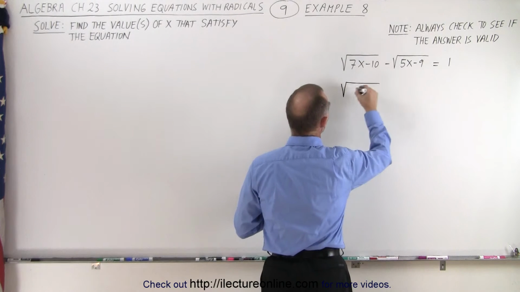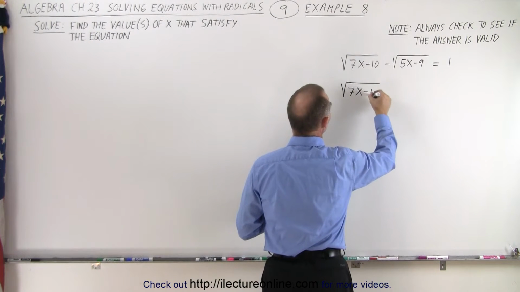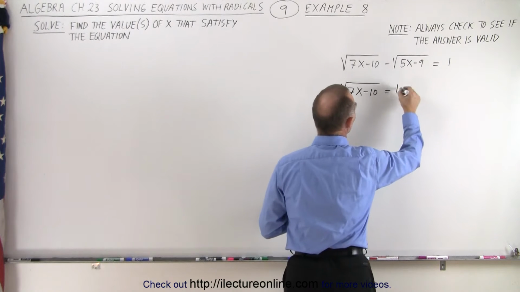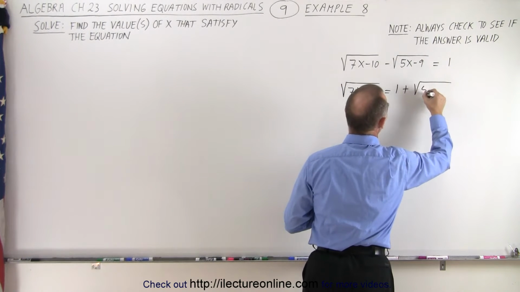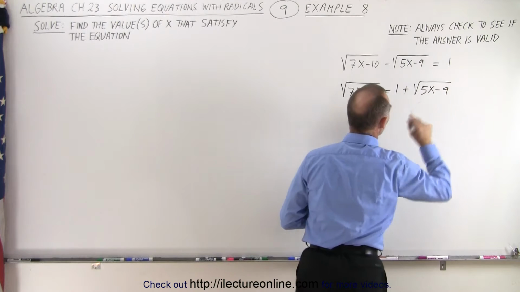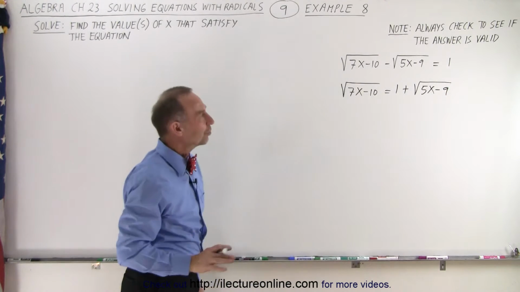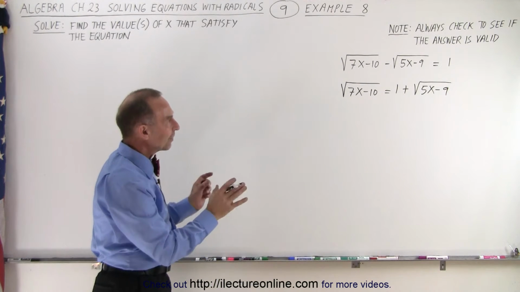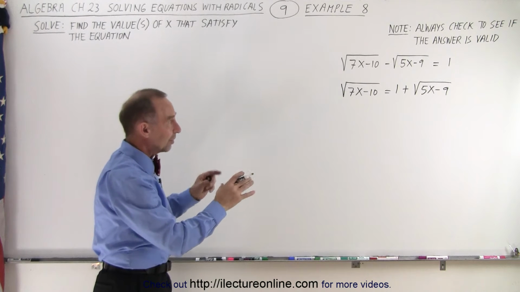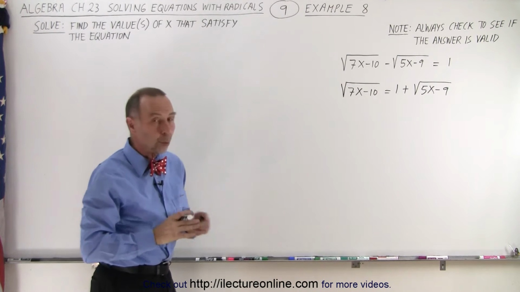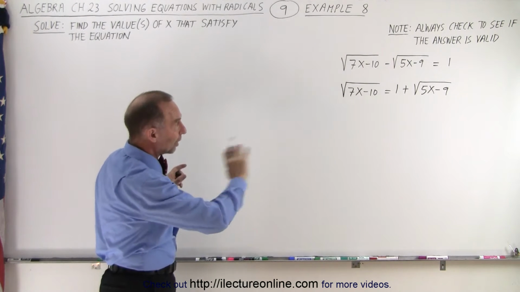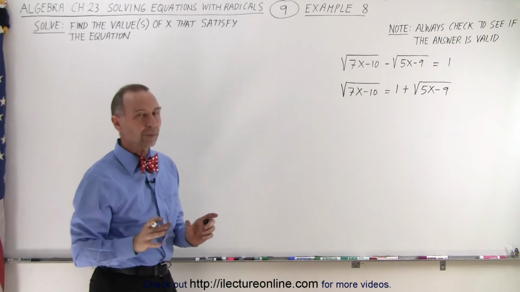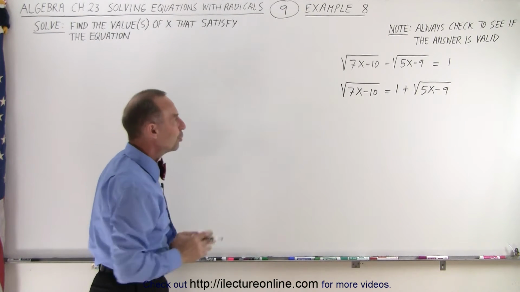We have the square root of 7x minus 10 on the left side equals 1 plus the square root of 5x minus 9 on the right side. It's usually better to do that. You can try to leave it like that and square both sides, like it's shown in the original problem, or you can move one of the radicals to the other side before you square both sides. I recommend you do it like this.